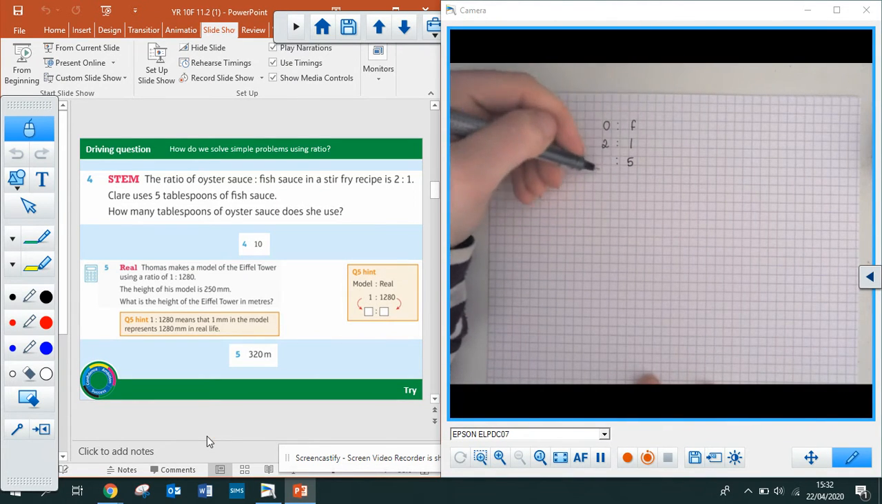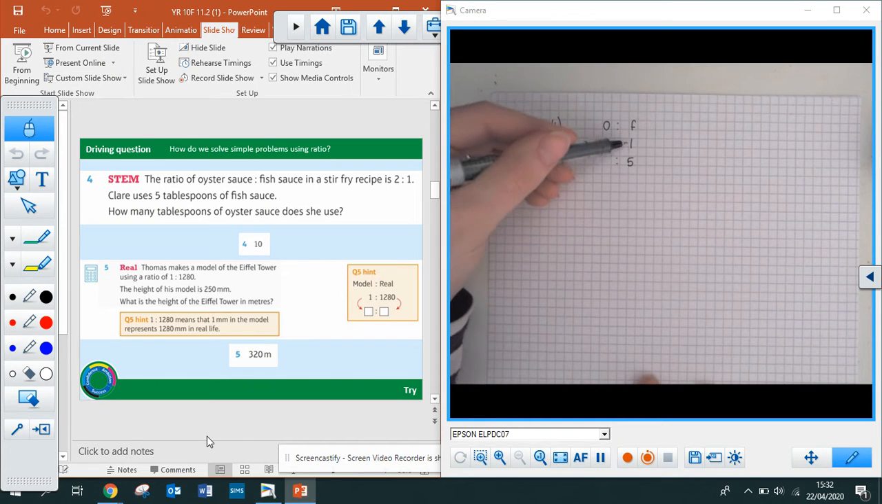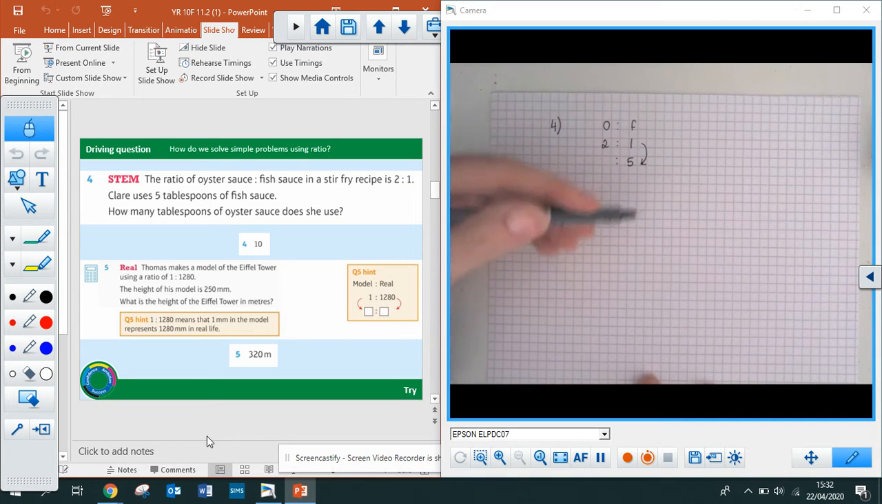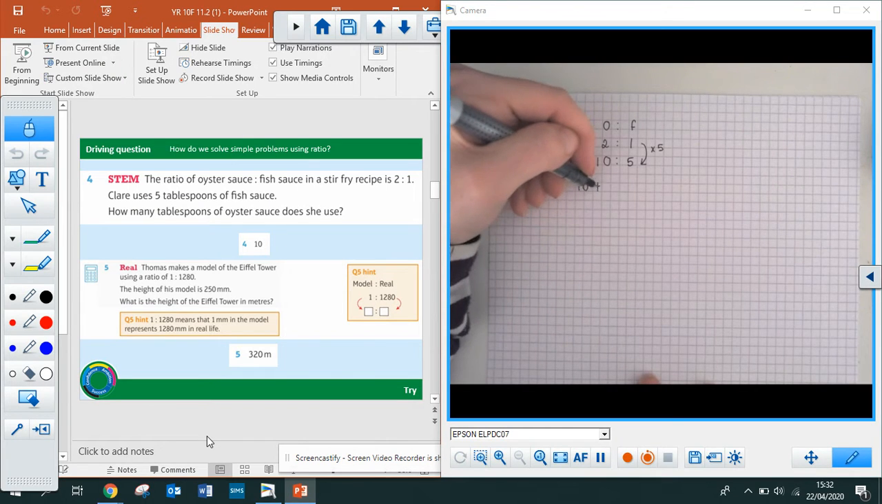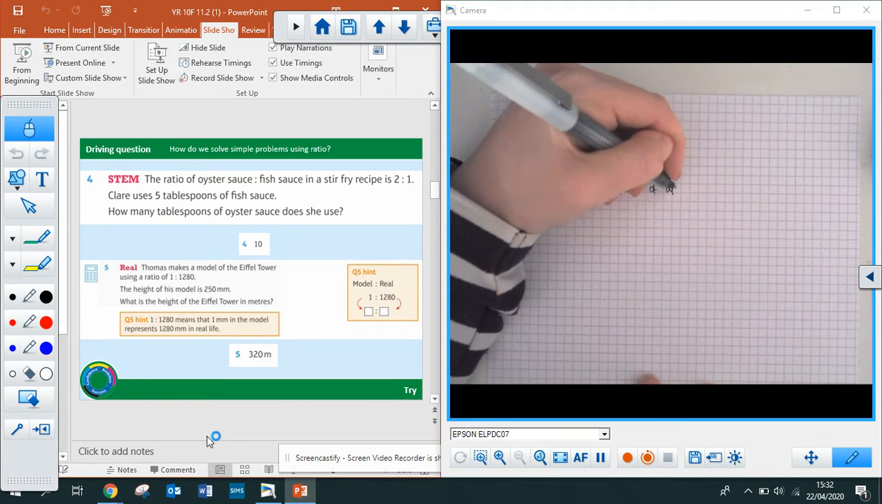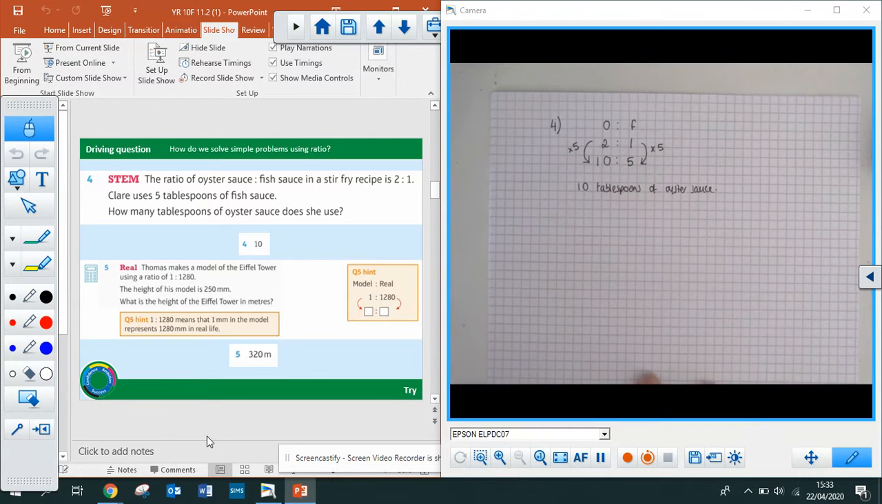I don't know the ratio for the oyster yet. That's what I'm trying to work out. So how many tablespoons of oyster sauce does she use? The first thing I need to do, compare. How do I get from 1 to 5? I multiplied by 5. Therefore, I need to do the same thing for the oyster sauce. Multiply this by 5. And she's therefore going to use 10 tablespoons of oyster sauce. Okay, so it's just comparing it to your simplified ratio.